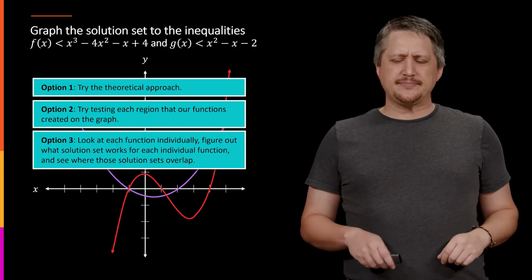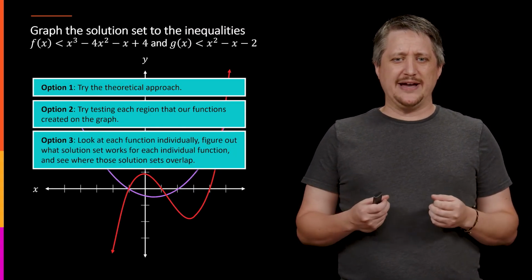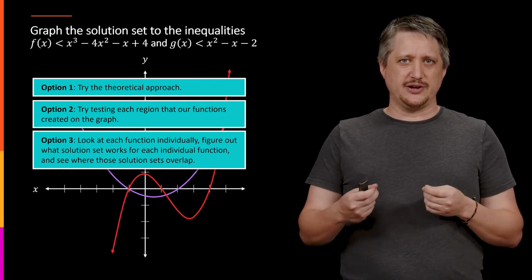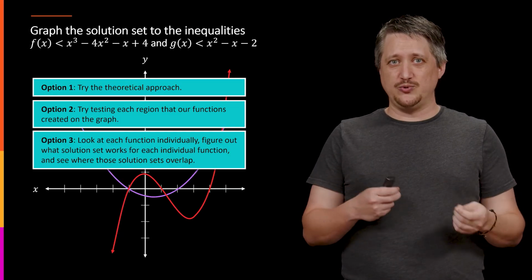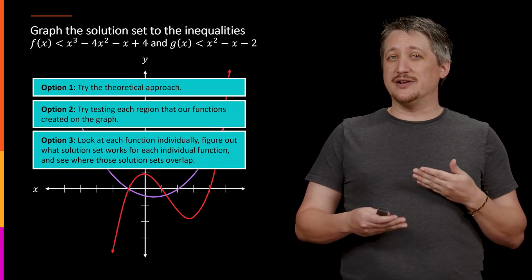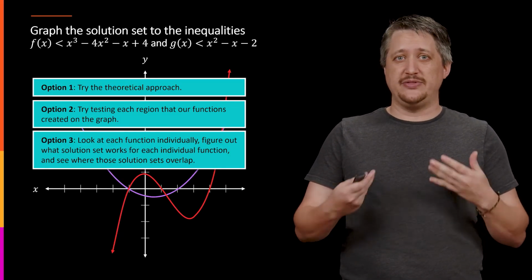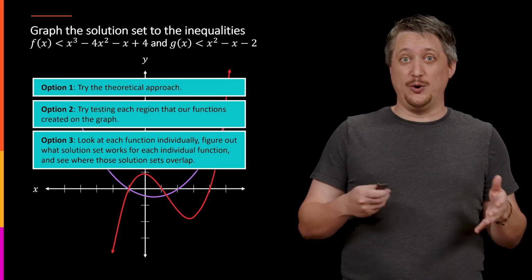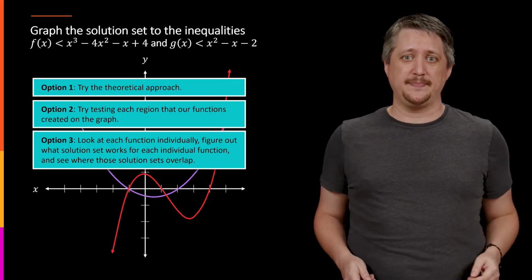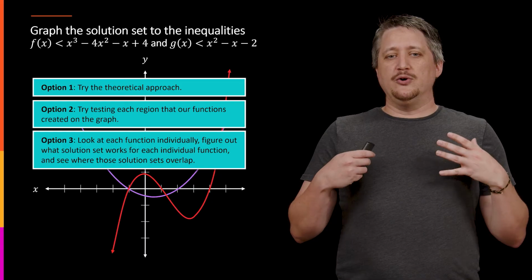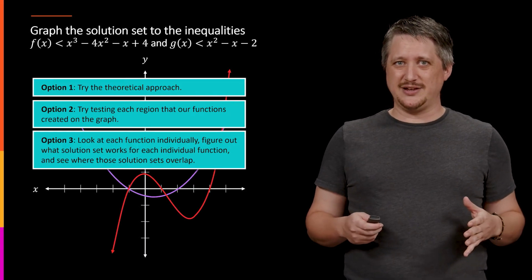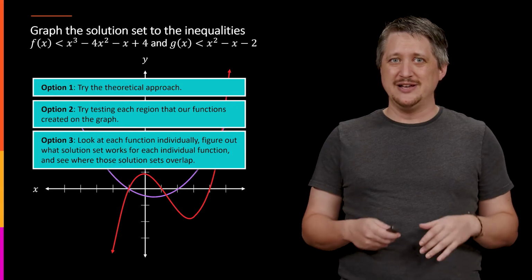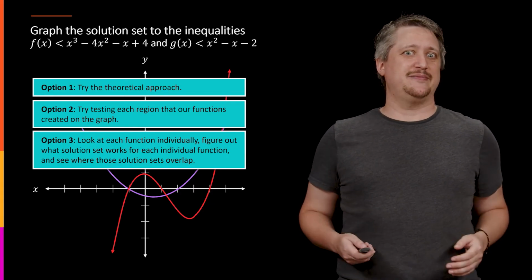Option 3 is we could really just look at each of the functions, right? Because we have 2 functions here. We could look at what the solution set is for each one individually and then determine where they overlap. And where they overlap, that's where it's going to be a solution set for both at the same time. That's what we're after, okay? So option 1, not really a great plan. It's already annoying in the best scenario, and this is far from the best scenario, right?